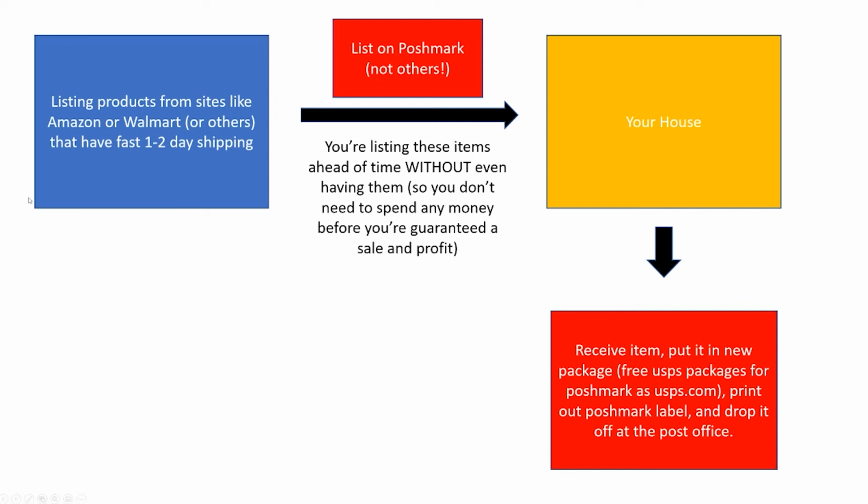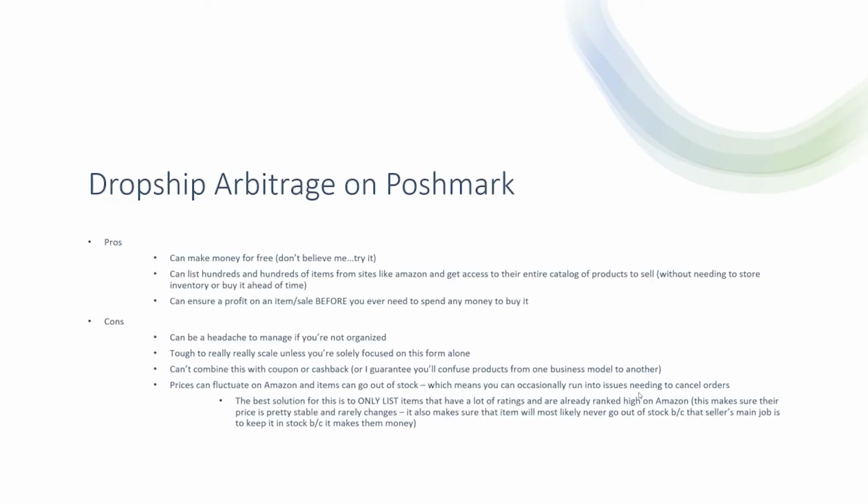And obviously you're going to list these and then you're going to order them to your house. So you're going to list them first. And then once you get a sale on Poshmark, then you're going to order that product to your house. And then you're going to receive the item, put it in a new package, which obviously you can get free USPS packages at USPS.com, especially for Poshmark, and then print out the Poshmark label and drop it off at the post office to ship it out. It's very, very easy. Now, some of the pros and some of the cons here are that you can make money for free, right? If you don't believe me, literally try it. Go list some things.